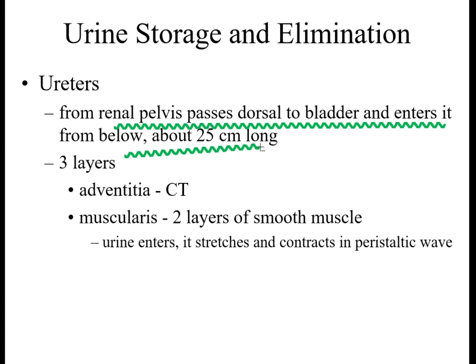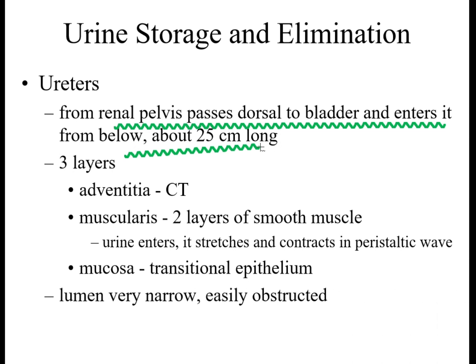That means when urine enters, it stretches and contracts in peristaltic waves, right? And then the third layer is the mucosal layer, which is transitional epithelium. So we have three layers: the adventitia layer, the muscularis layer, and the mucosal layer, right? The lumen is very narrow and easily obstructed.